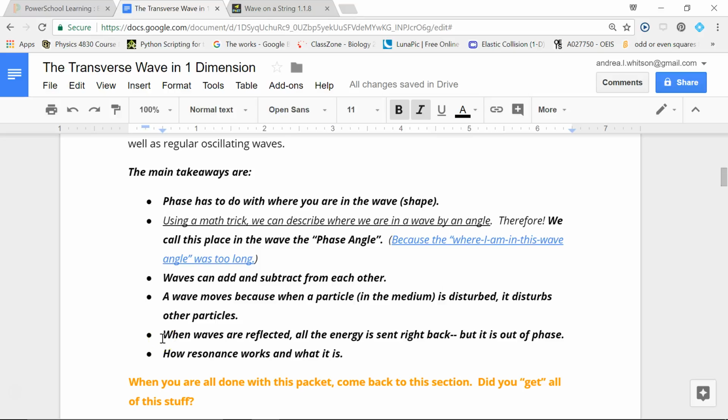When waves are reflected, all the energy is sent right back, but it's out of phase. Again, we haven't really covered what the phase thing is, but it has something to do with where you are in the wave shape. And we're going to look at resonance. So those are the big takeaways. And I have here in orange, when you get done with this packet, come back to this section and ask, did you get all this stuff?